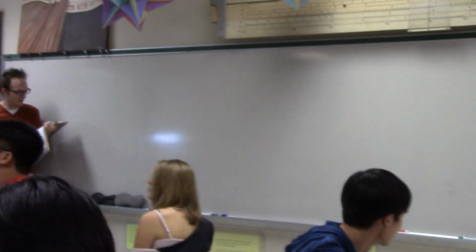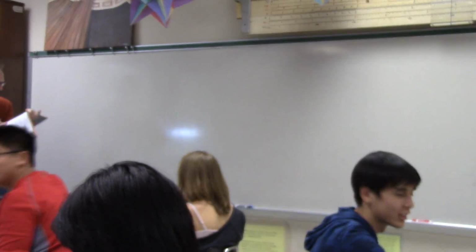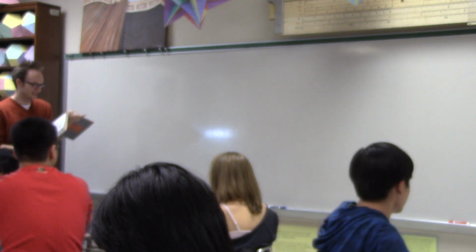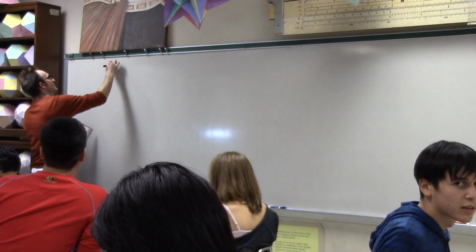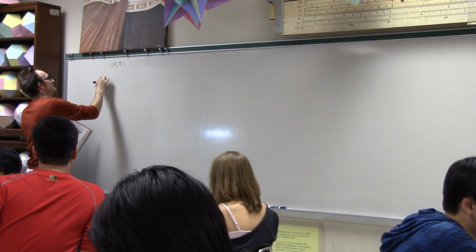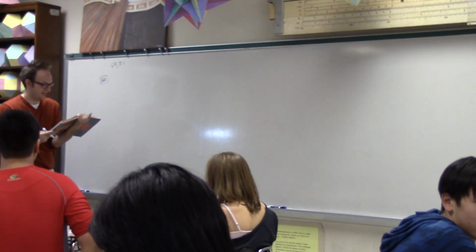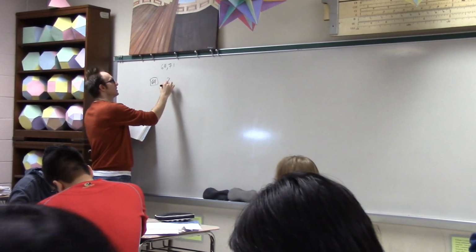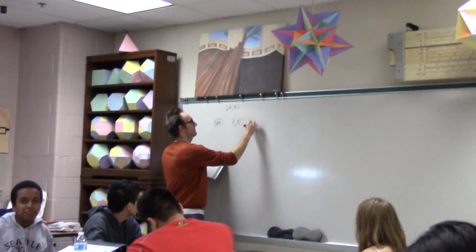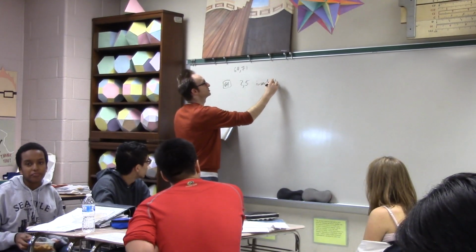Let's go over a couple of these. Which ones should we do? 64, 70, 71. 64 says, insert k arithmetic means between the given pair of numbers. Okay, so I have 2 and 5, and I want to insert.